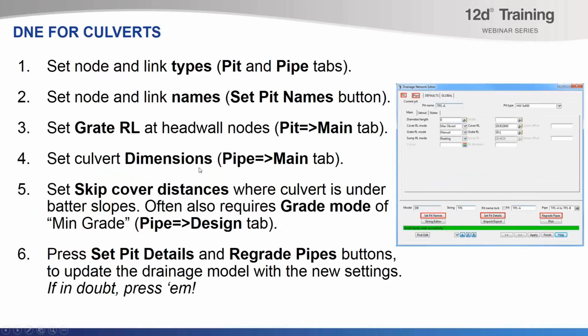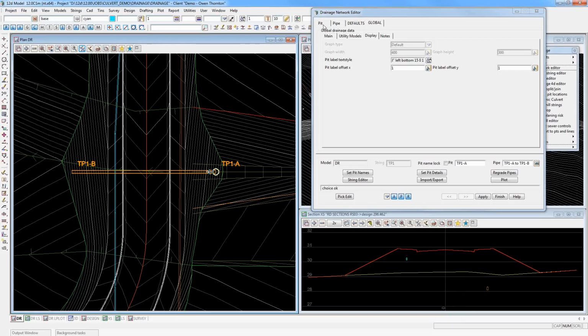After you've set the grate RL, you can go ahead and set whatever dimensions you want on your culvert, whether you want a box culvert or a pipe culvert, how many barrels you want, what size conduits and all of that sort of thing. And then we'll talk a little bit more about the grading. And we reinforce all of the above settings by pressing the Set Pit Details and the Regrade Pipes button. So let me now go and demonstrate that.